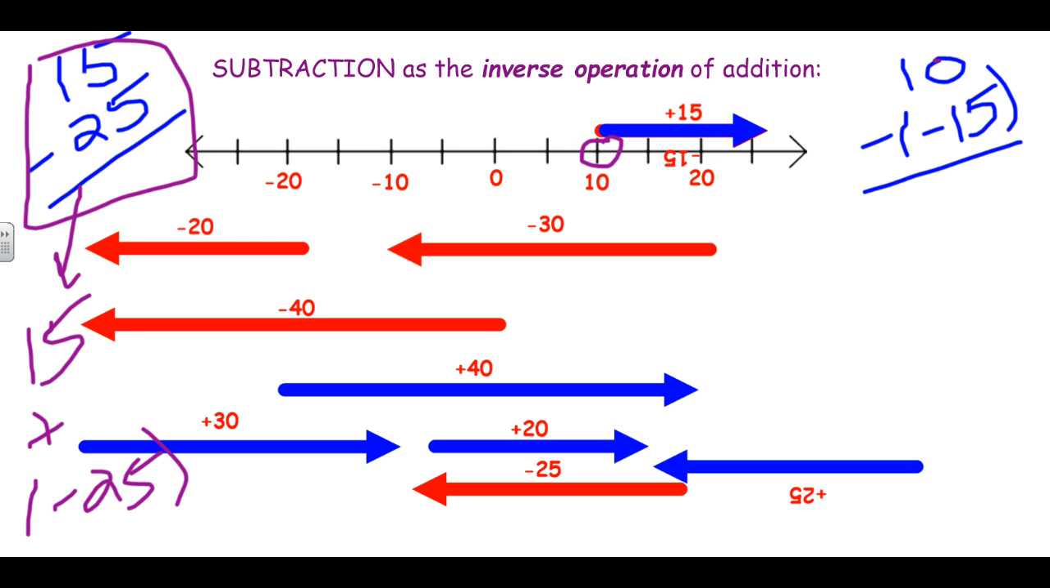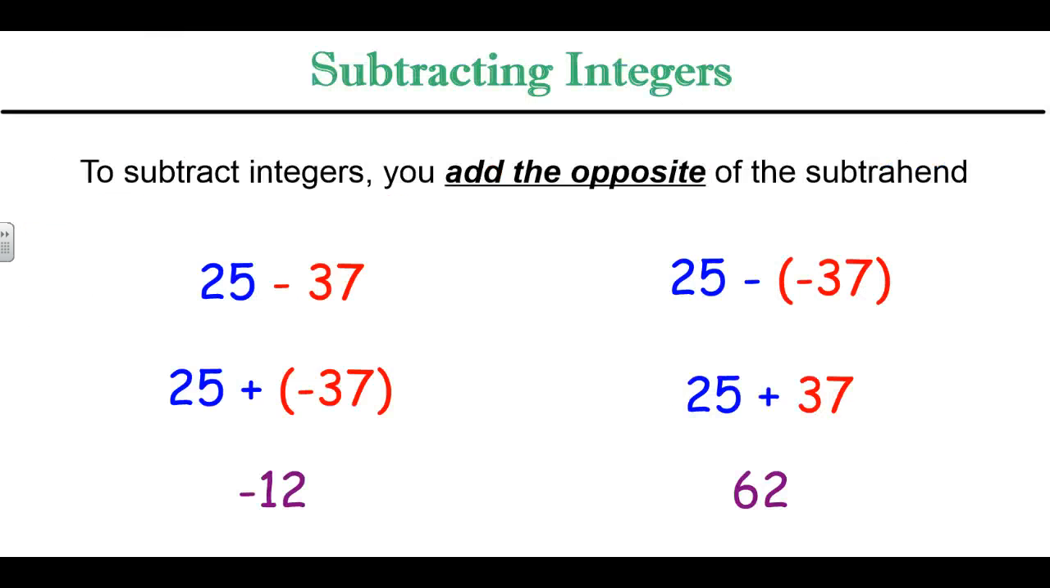And so that brings us to the rule for subtracting integers, which is when you subtract integers, we want to add the opposite of the subtrahend. The minuend stays exactly as it is. We want to add the opposite of the subtrahend. In this case, they're highlighted in red.